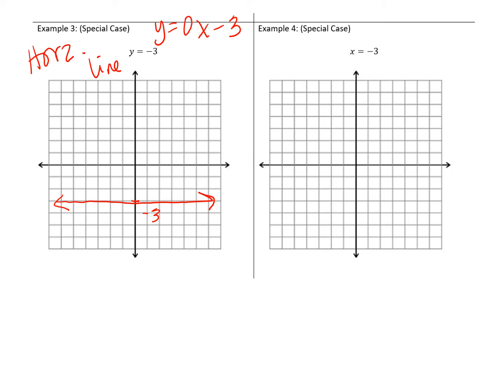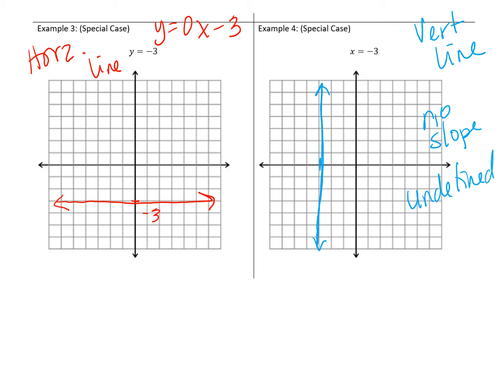For example 4, we have x equals -3. This is going to be a vertical line. So you're going to go on your x-axis to -3, and then we're going to draw a vertical line through x equals -3. And this one does not have slope, so this is called no slope, or sometimes it's called undefined slope. So again, two special cases.